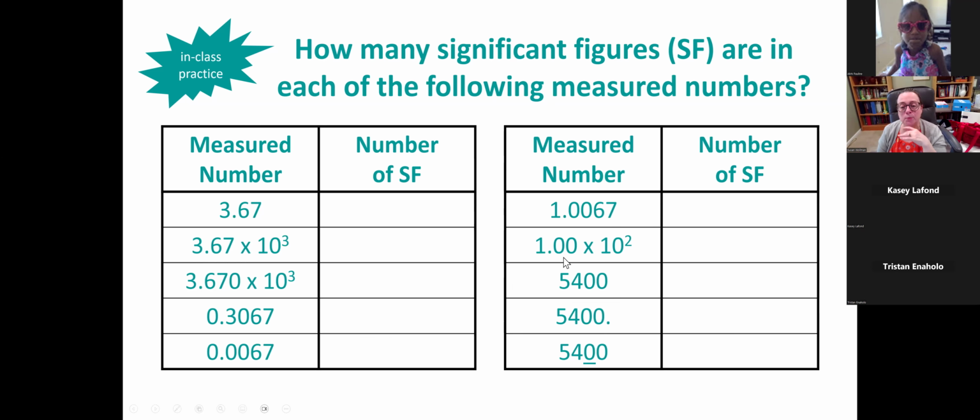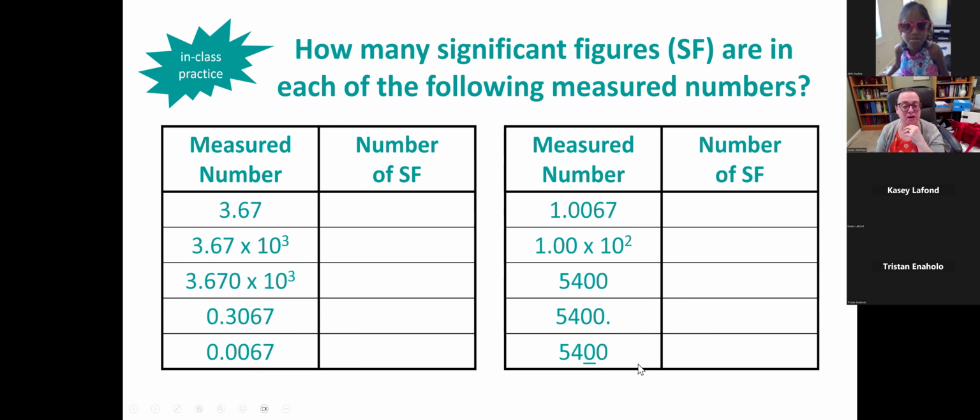All right, 1.00 times 10 to the 2. All right, good. Yeah, 3 significant figures, right? Those zeros at the end after the decimal in 1.00, those are significant. That decimal point says, hey, I measured it. Those zeros are good to go.